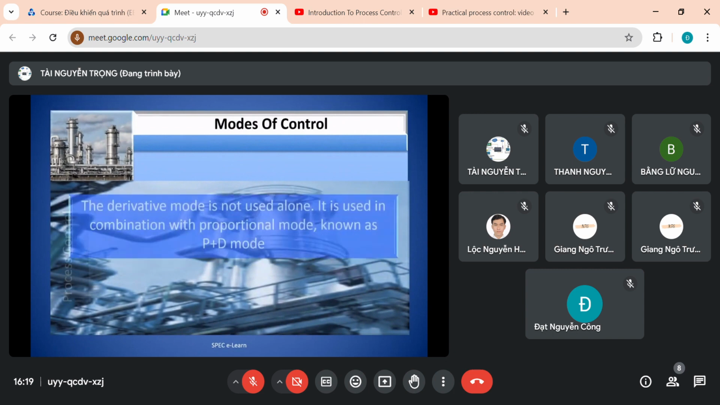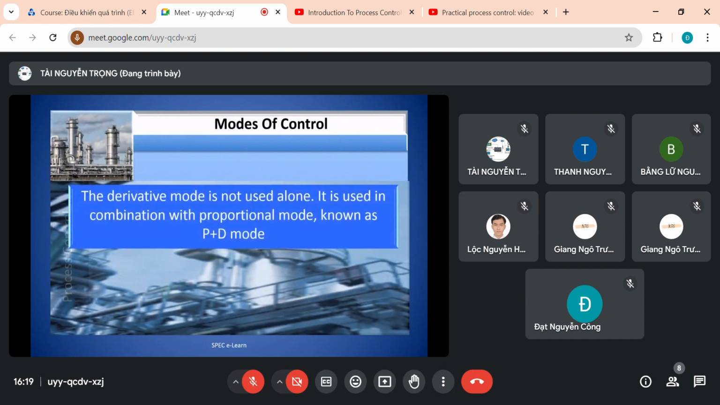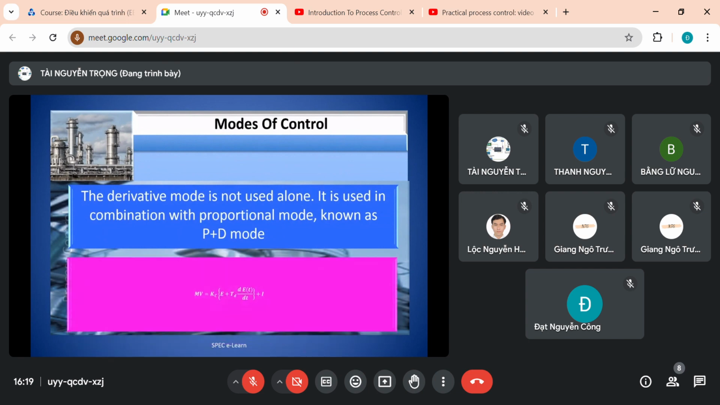In real-world industrial practices, the derivative mode is not used alone. It is used in combination with proportional mode, known as PD mode. The MV in a PD mode is expressed by Kc times E plus Td into dE by dt plus I.